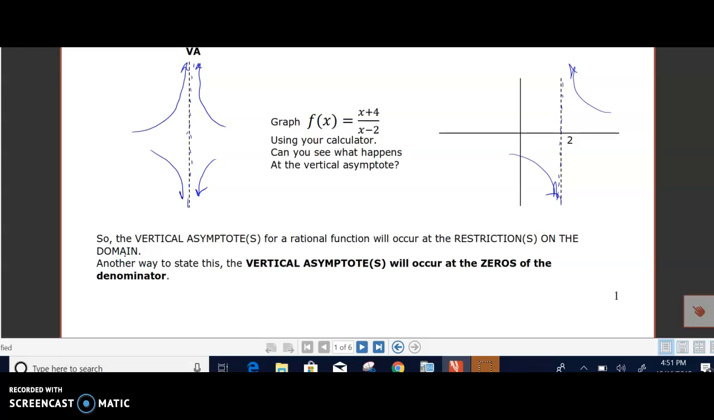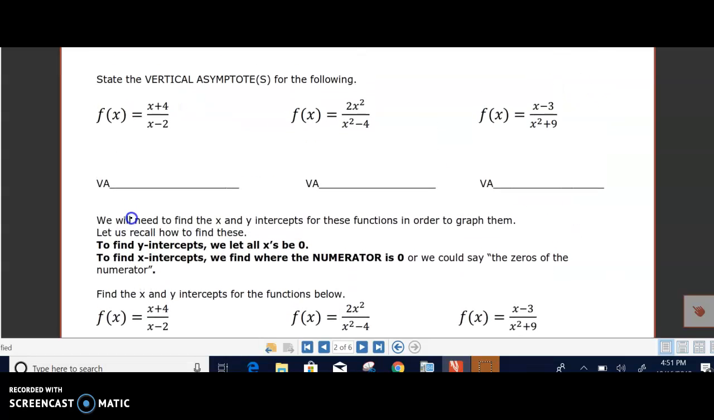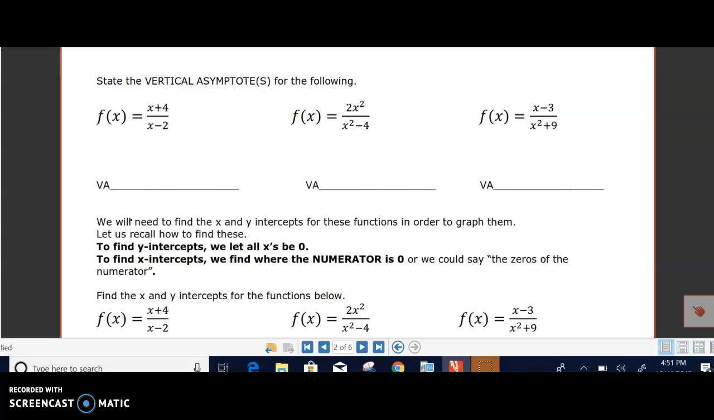So again, the vertical asymptotes will occur at the zeros of the denominator, whatever makes that denominator 0. So we found the domain for these problems earlier, so the vertical asymptote will just be at those domain restrictions. For the first one, x equal 2. For the next one, x equal 2 and x equal negative 2. It'll have 2 vertical asymptotes. This one had no restriction, which means it's not going to have any vertical asymptotes.